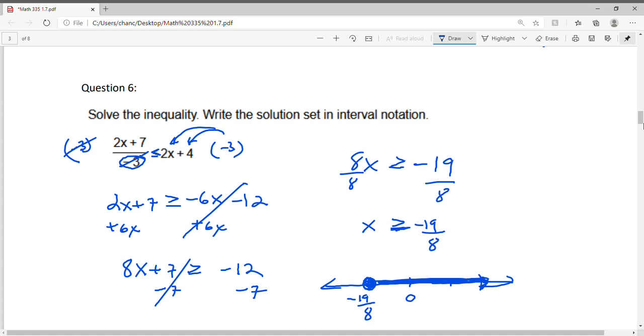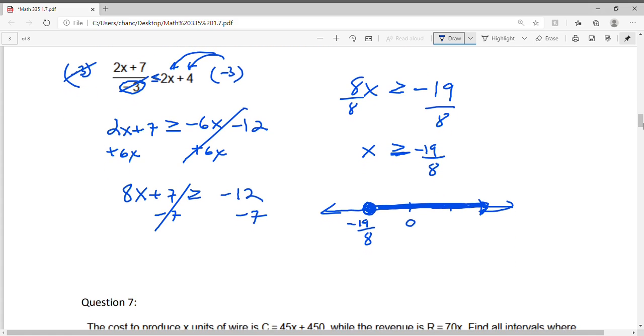Now, what's our interval notation? It's going to be a square bracket, -19 over 8, and it goes forever to the right. So this is our interval notation. -19 over 8, comma, infinity.